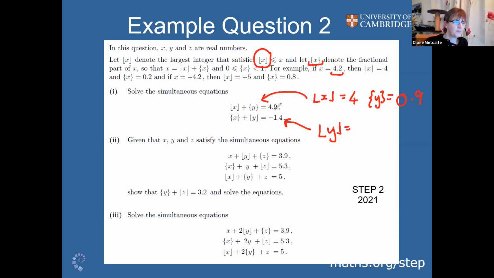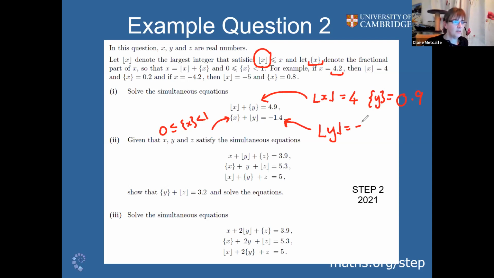So for this one, what must the floor of y have been? And the key thing here is that this thing here must be between 0 and 1, and this has to be an integer.